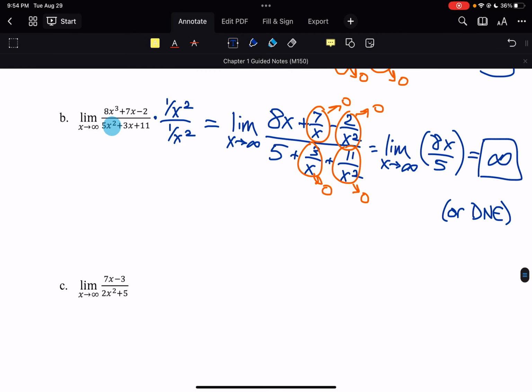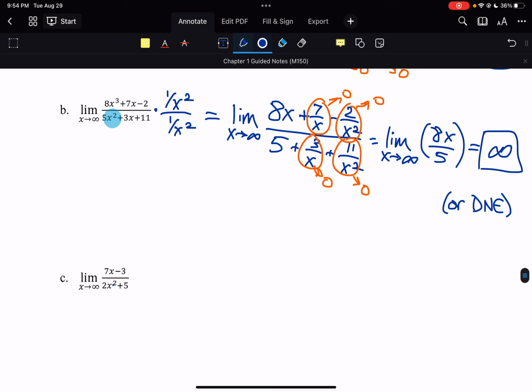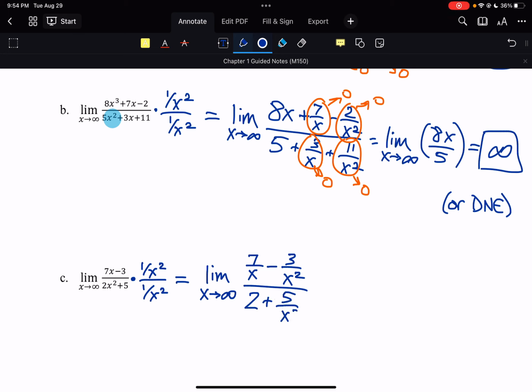And then this part C down here. So notice the leading term here, the dominant term in the denominator is another 2x squared. So we're going to go ahead and do the same thing. And I promise not every limit problem involves an x squared. But I think it's just nice to see the comparison of them side by side and see all the different possible outcomes that can occur. So if we distribute in that 1 over x squared, we get 7 over x minus 3 over x squared over 2 plus 5 over x squared.